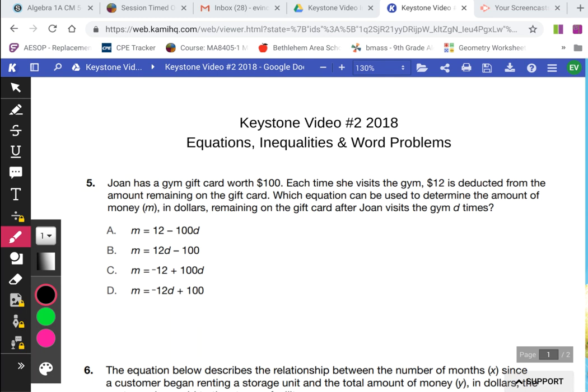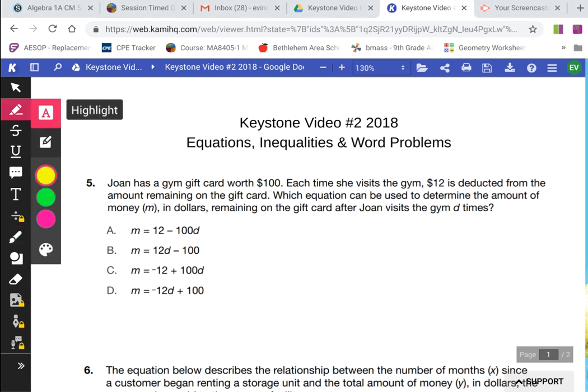The first thing that I would do after reading the problem is try to figure out what important information there is. So let's highlight some things. Joan has a gift card that's worth $100. Worth $100 means that's her total. Each time she visits the gym, $12 is deducted. Deducted means subtracted from the amount remaining on the gift card. So she has money M in dollars, so they give us a variable, remaining on the gift card after she visits the gym D times. So these are all important things that we should focus on.